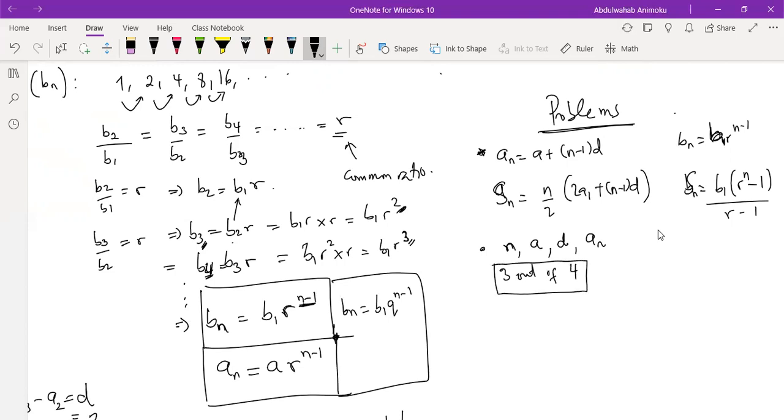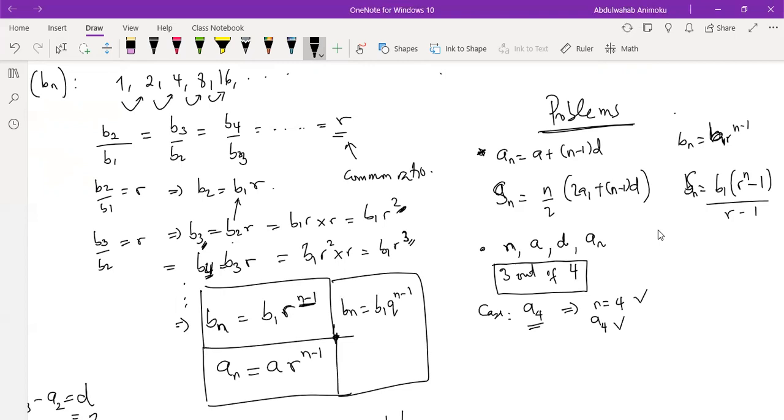So let's say case 1, they might give you A4 in a problem, okay? Now, what this means is what? You know what n is, which is 4, and you also know what A4 is, right? So you know 2 terms.